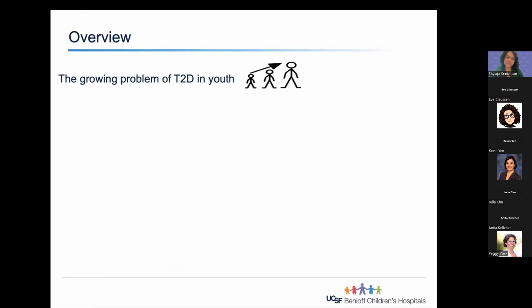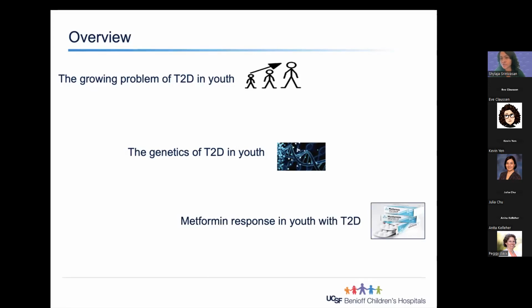So I'll divide my talk into 3 parts. The first part will be to lay some background on the growing problem of type 2 diabetes in pediatric populations. I'll spend a large part of my talk discussing some work on the genetics of type 2 diabetes in youth, and then I will also briefly discuss some work related to metformin response in youth with type 2 diabetes.